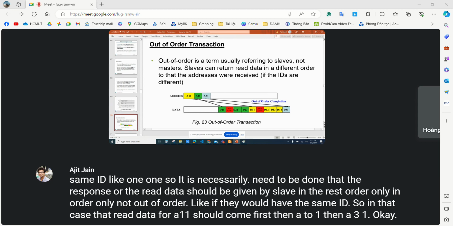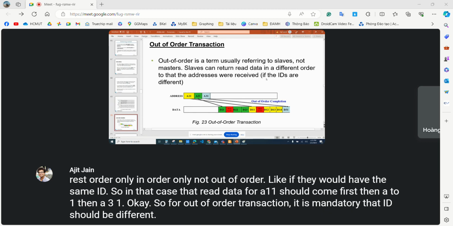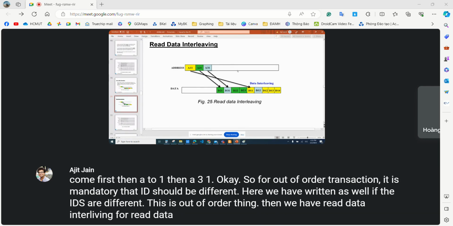So for out of order transactions, it is mandatory that the IDs be different. Here we have written as well that if the IDs are different, this is the out of order behavior. Then we have read data interleaving.